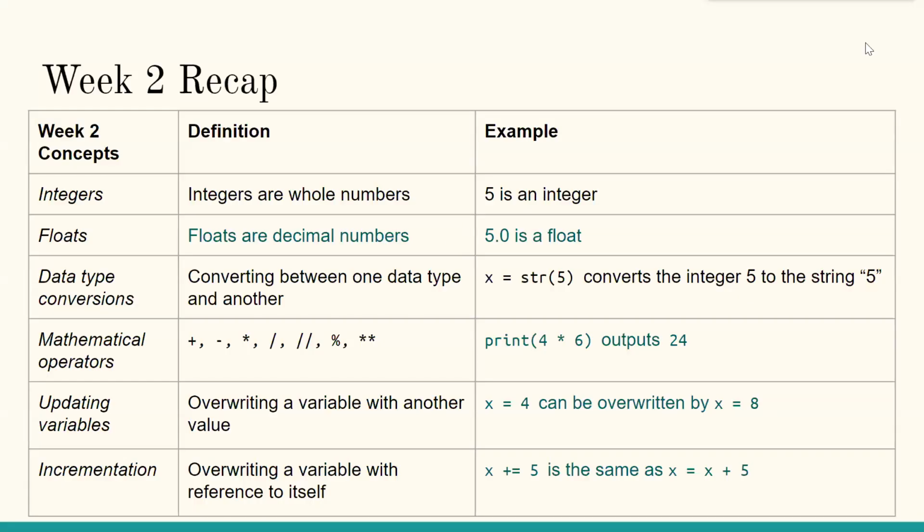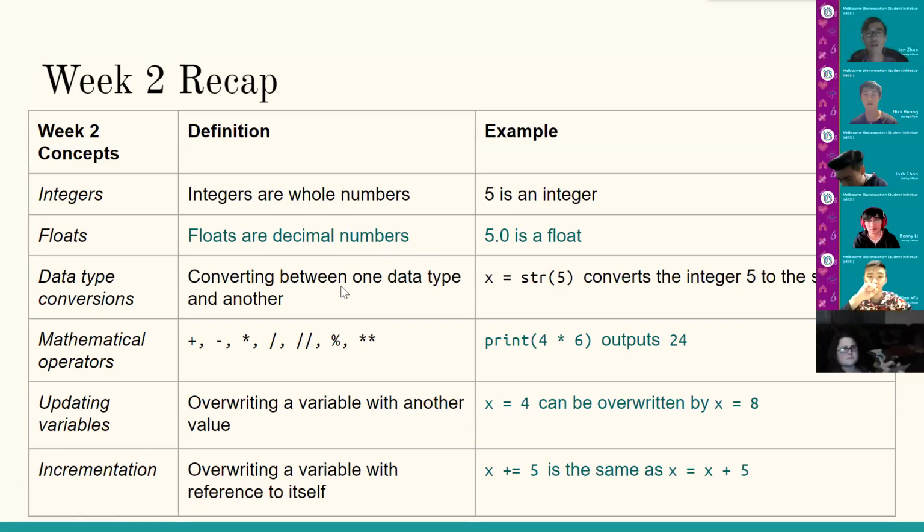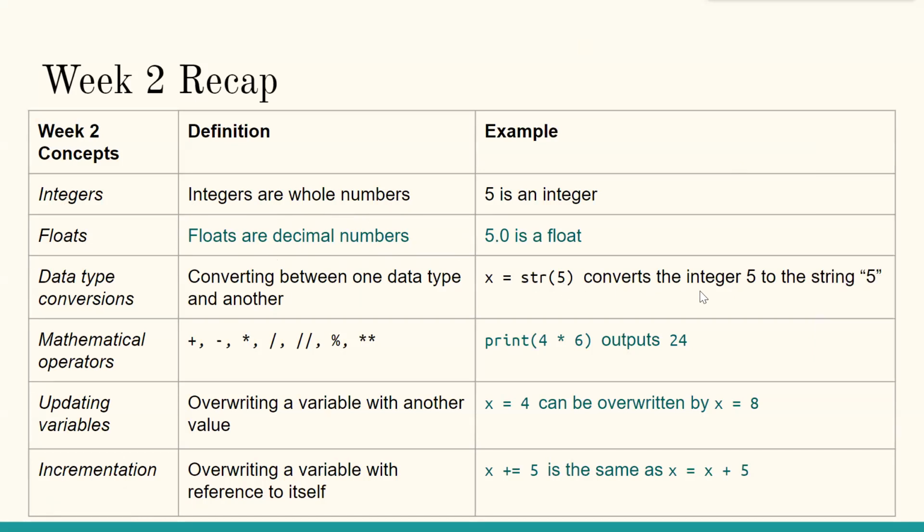Okay, just a quick recap from week 2. We have learned integers. Integers are whole numbers. It's a data type. And floats are just decimal numbers. It's also a data type. We learned converting between one data type and another. By using the string function, we can convert an integer into a string.